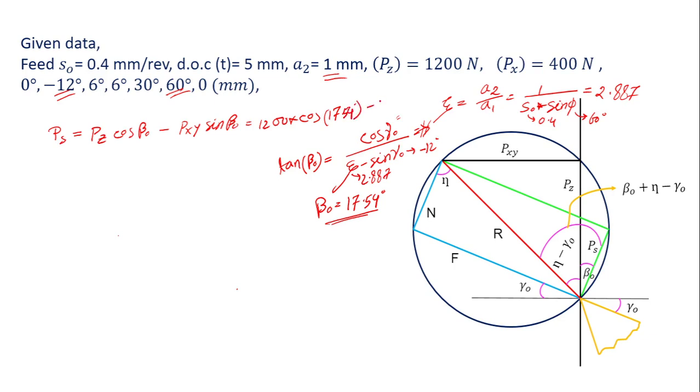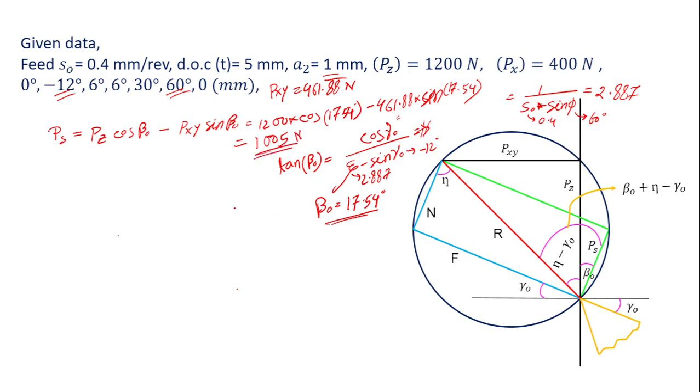So when you have the beta naught value, you can put it here: 17.54 degree minus, we have the pxy around, how much is pxy? 461.88 Newton, correct? Already we found this one. So 461.88 into sine of 17.54, and if you solve this equation, then you will get the value of around 1005 Newton.